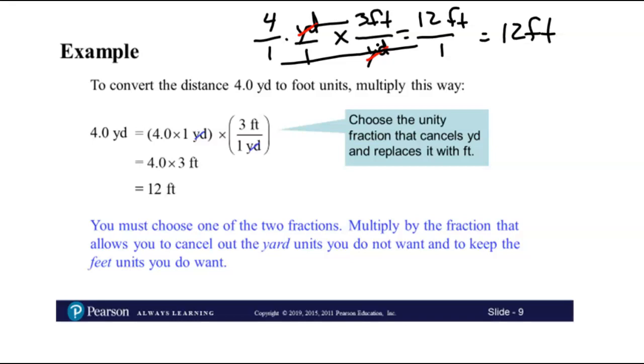So you have to choose one of the unity fractions, choose the one that makes sense, that puts the unit on the other side of the division problem when you're multiplying across. So hopefully that made sense, and we'll look at the next one.